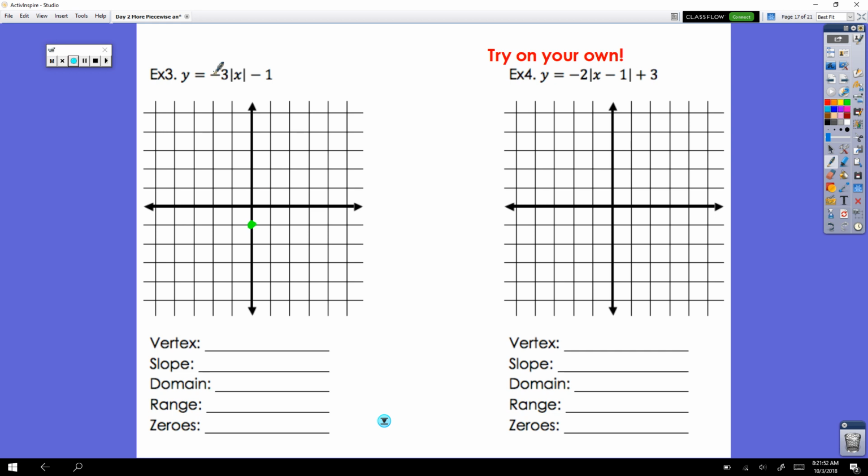Now we have negative 3. This negative tells us it's going to point down. This 3 tells us our slope is going to be 3. So now we're going down with a slope of 3. So it's going to end up looking like this.